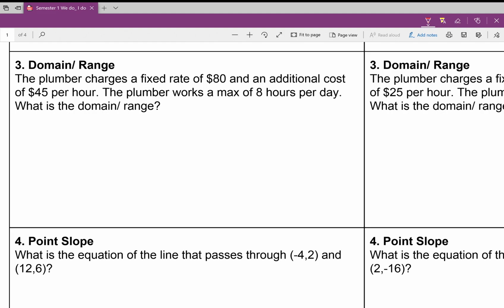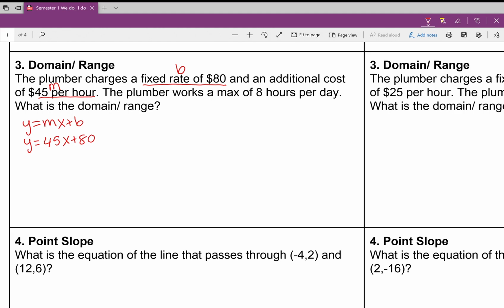It says the plumber charges a fixed rate of $80 and an additional cost of $45 per hour. So if we're using the equation y equals mx plus b, our fixed rate is always b, and this per hour part tells us that 45 is our m. So I have y equals 45x plus 80.